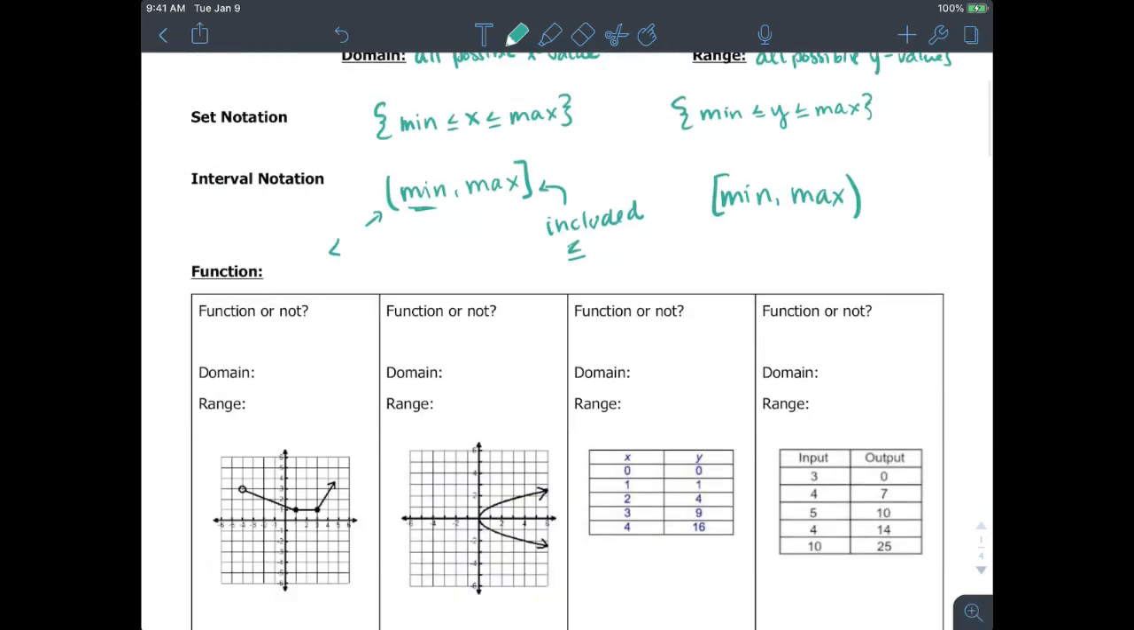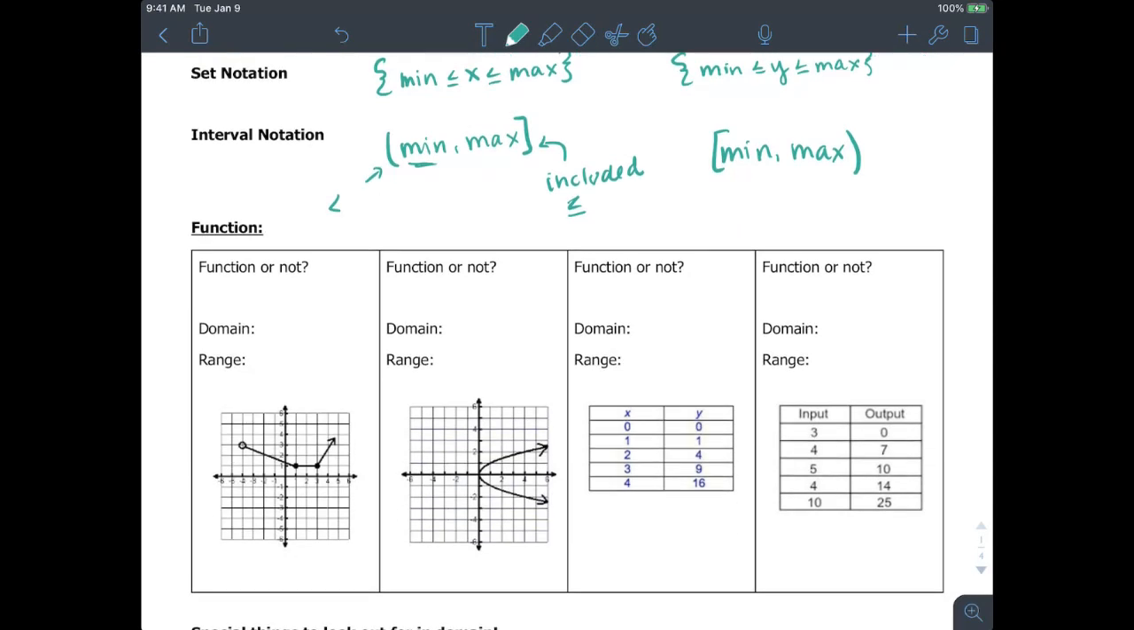So let's practice a little bit. First off, we want to think about what is a function. A function is when each x value has one consistent corresponding y value. So there's one output for each input, and that is it. So you can expect the same output every single time.